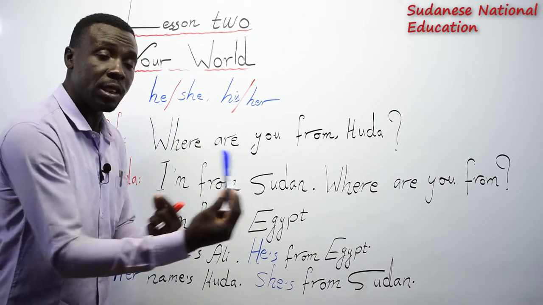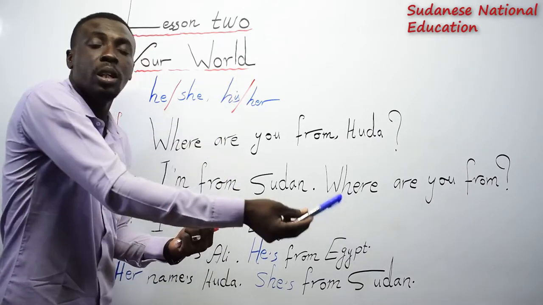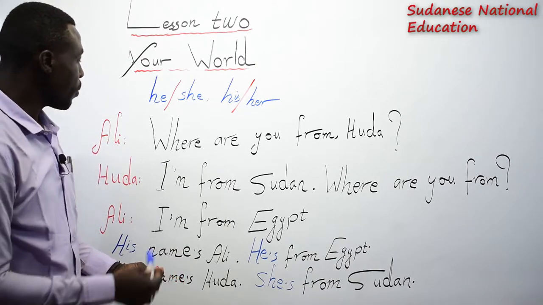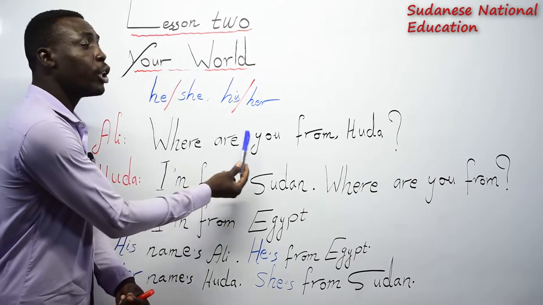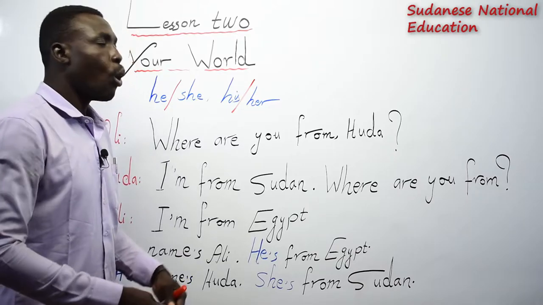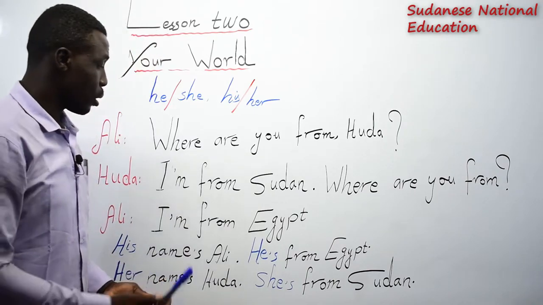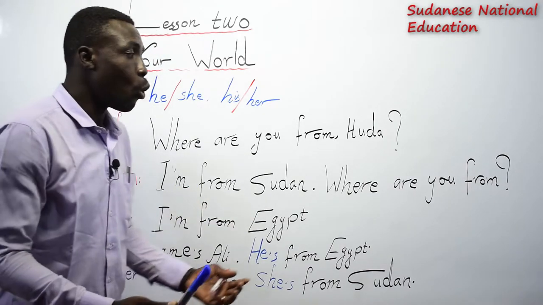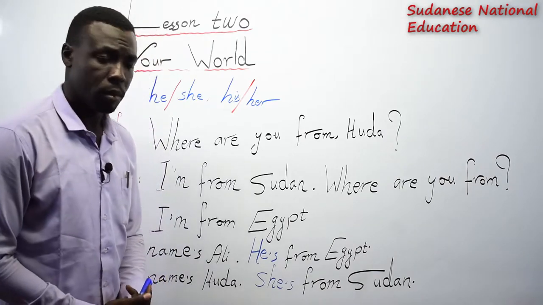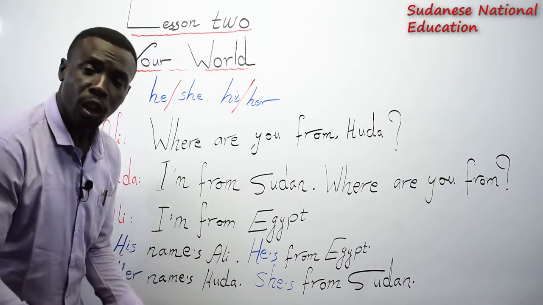So this is the conversation, formal conversation. If you want to ask about someone else's country or where he was born? Again, Ali, where are you from, Huda? Ali asked Huda, where are you from, Huda? I am from Sudan. Where are you from? I am from Egypt.